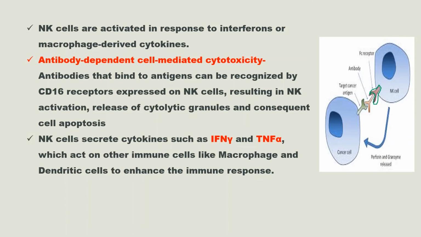NK cells secrete cytokines such as interferon gamma and tumor necrosis factor alpha, which act on other immune cells like macrophages and dendritic cells to enhance the immune response. So the cytokines interferon gamma and tumor necrosis factor alpha will activate other immune cells like macrophages and dendritic cells. That will enhance the immune response.